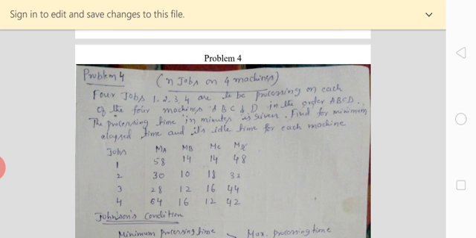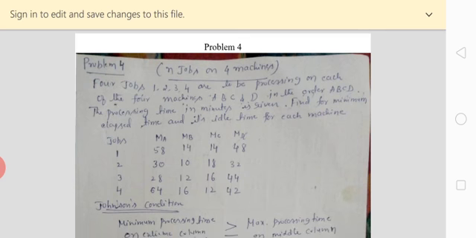If it is different from this, we need to follow that. The processing time is usually given in minutes. Find the minimum elapsed time and idle time for each machine. In this problem we need to calculate the total elapsed time along with idle time for the machines. Again there are 4 jobs, and they are going to be performed on 4 machines now.